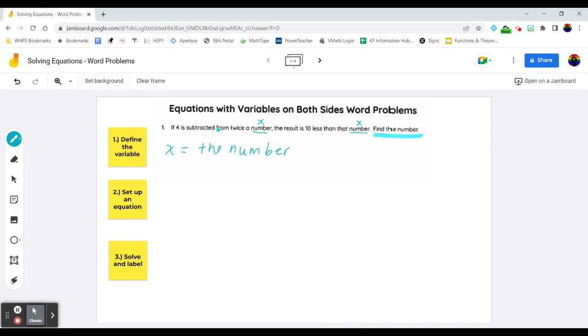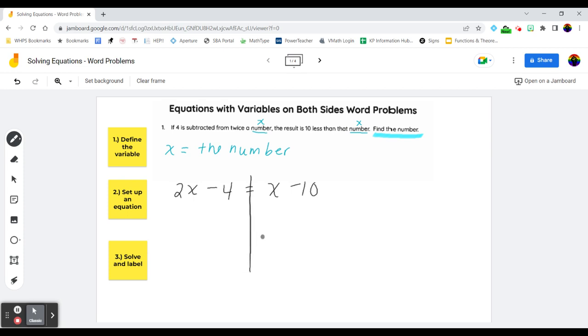So 4 is subtracted from twice a number. So twice a number then has 4 subtracted from it. The result, which is equals, is 10 less than the number. So we have to take the number and subtract it by 10. So this is our equation representing these words in math.